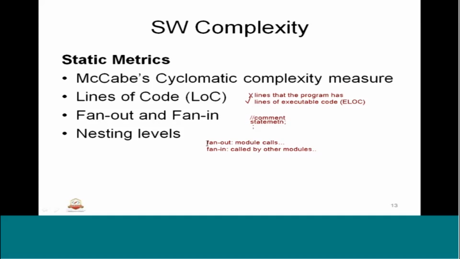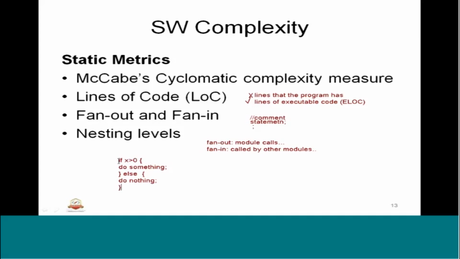So a simple nesting level is: if x is greater than 0, do something, else, do nothing. So this is one nesting level.